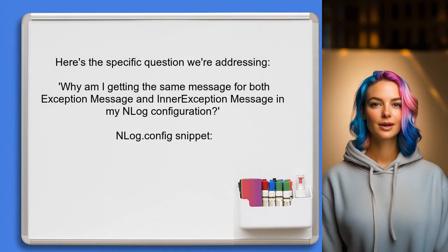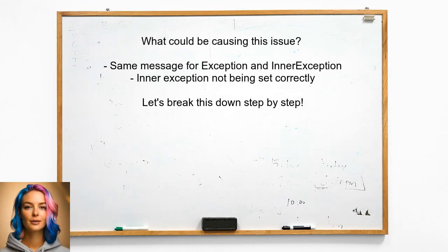Here's the specific question we're addressing. One user asked, "Why am I getting the same message for both exception message and inner exception message in my NLog configuration?" They shared a snippet of their nlog.config file, and it looks like this. So what could be causing this issue?